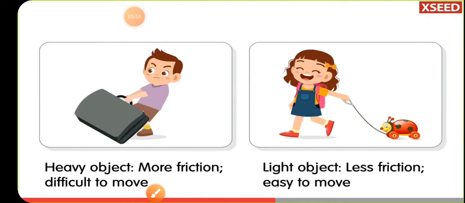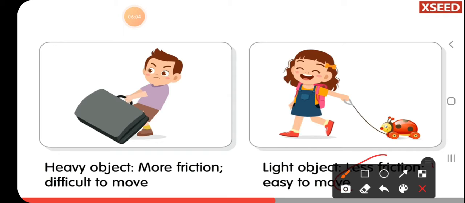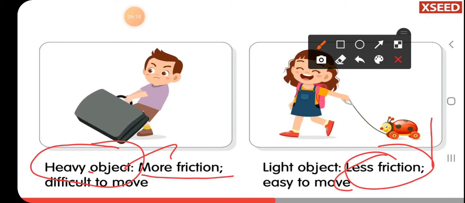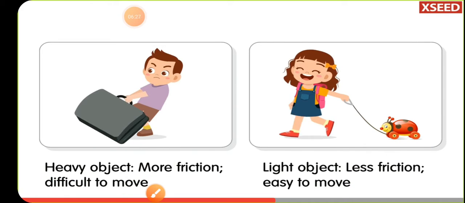In your shopping mall's case, when the trolley is empty, that means it is lighter. At that time, less frictional force is applied and you can easily move the trolley. But as you keep putting objects in the trolley, it becomes heavier. If it becomes heavier, then the frictional force is more, and even for you it is difficult to move the trolley.